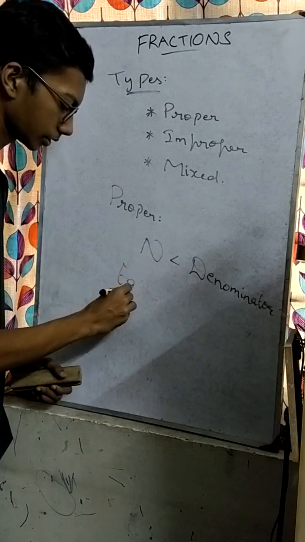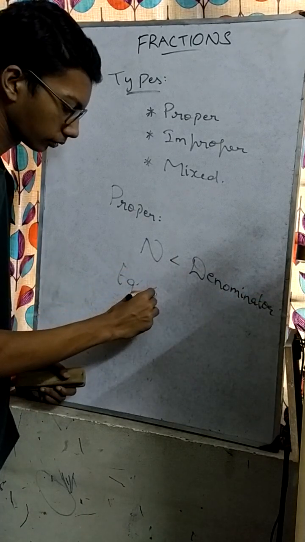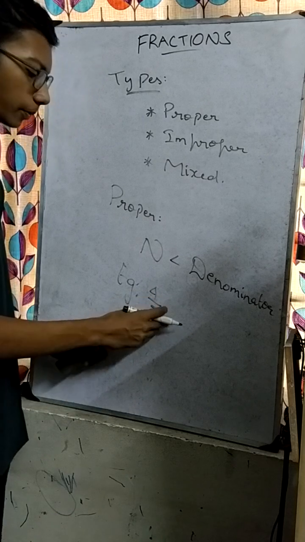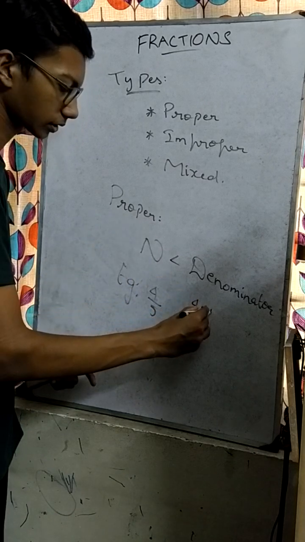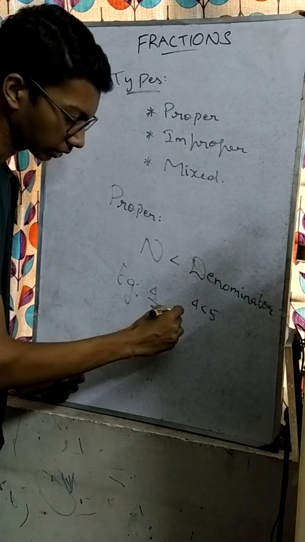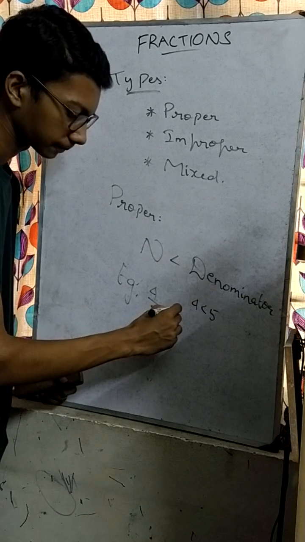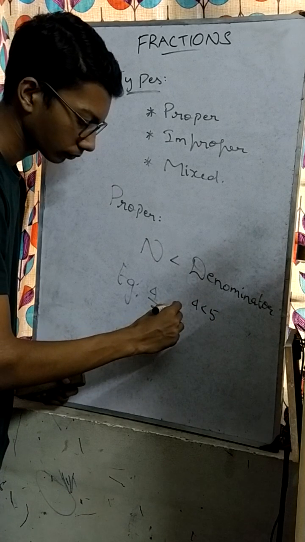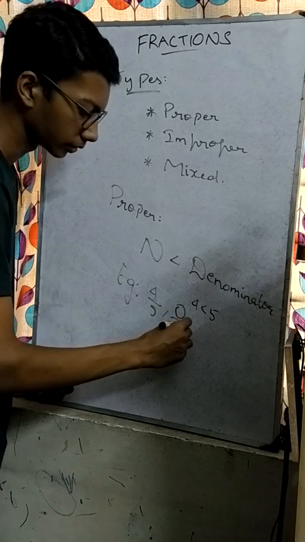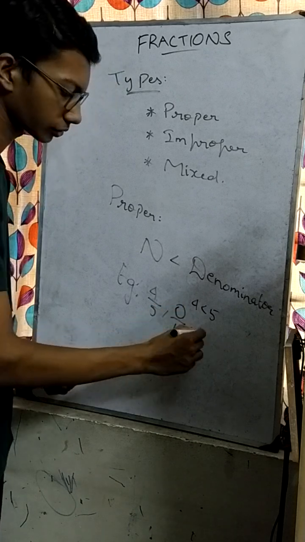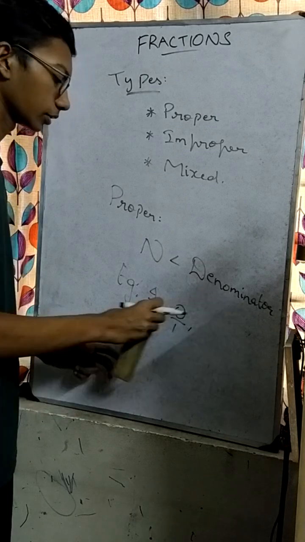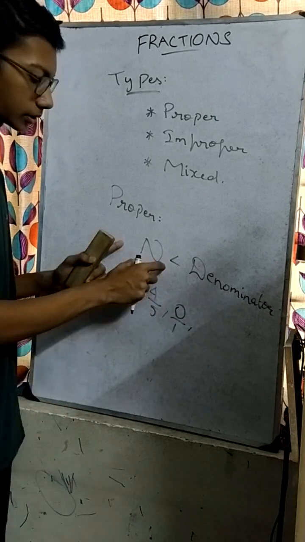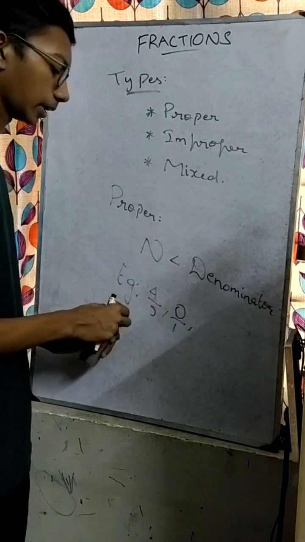For example, let's say we have a number like 4 by 5. This is a proper fraction because the numerator, that is 4, is less than 5. Some other examples: 0 by 1. This is a proper fraction because 0 is less than 1. So this is the thing with proper fractions. The main thing is the numerator must be less than the denominator.